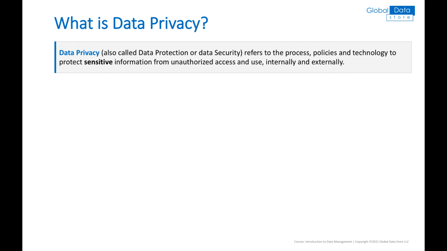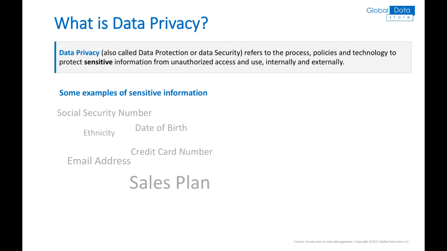Let's start with definition of data privacy. Data privacy, also called data protection or data security, refers to the process, policies and technology to protect sensitive information from unauthorized access and use, internally and externally. Some examples of sensitive information include social security number, ethnicity, date of birth, credit card number and sales plan.